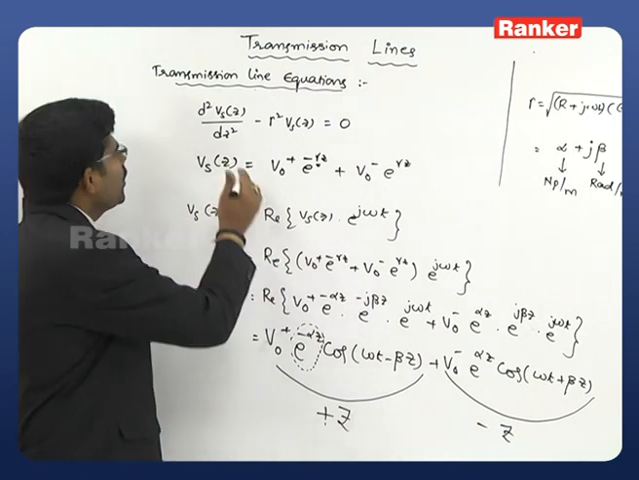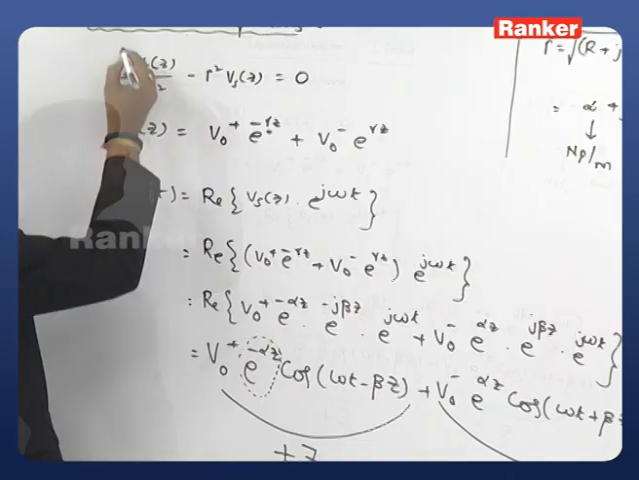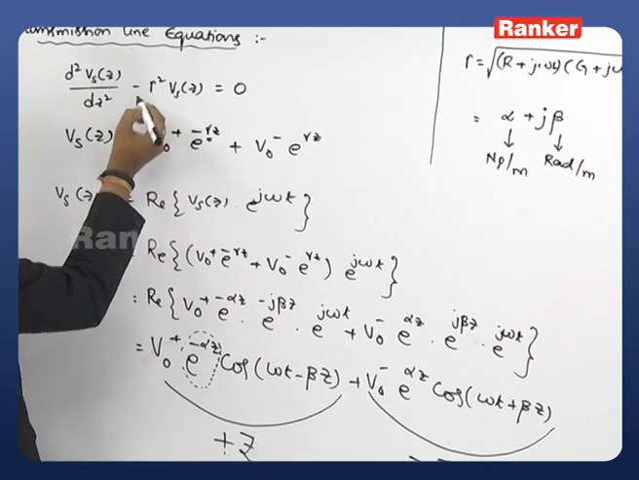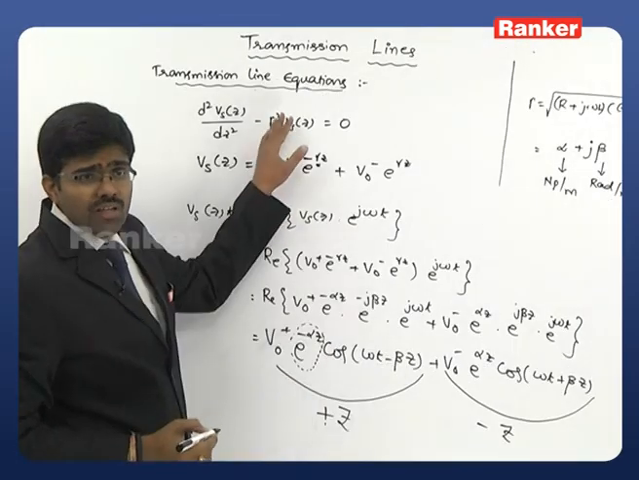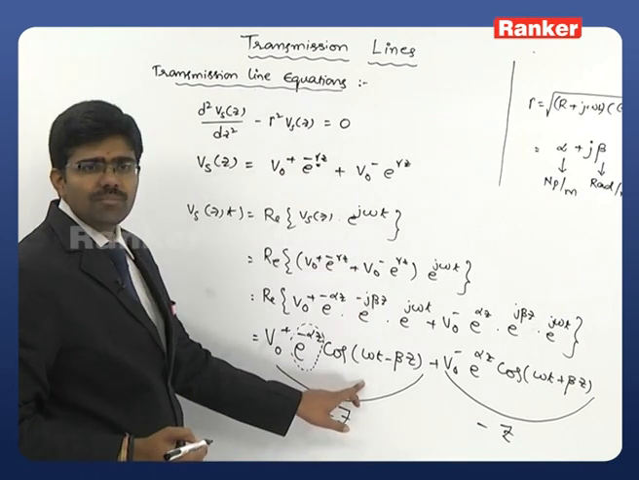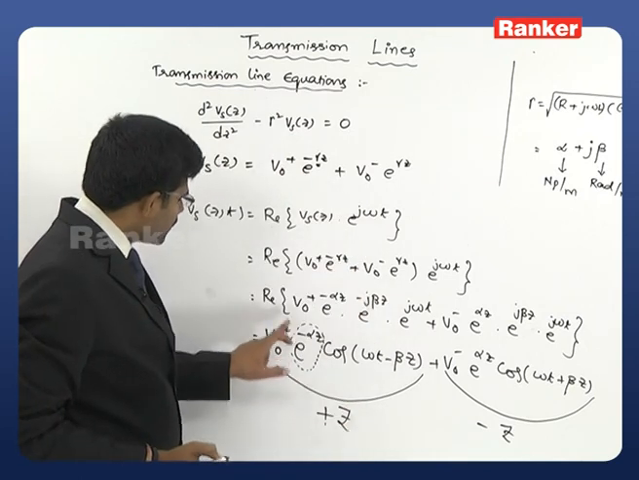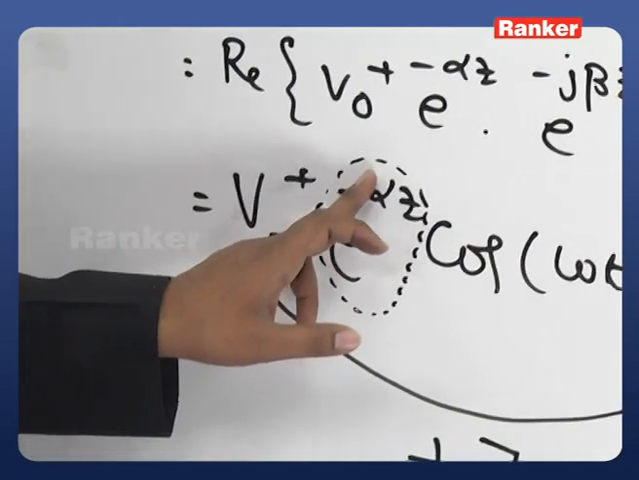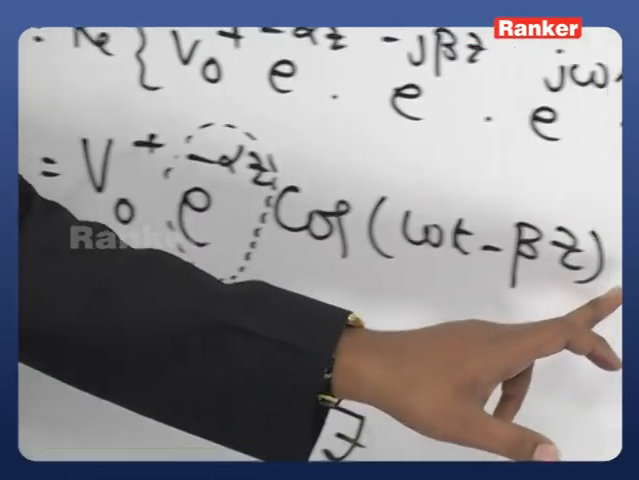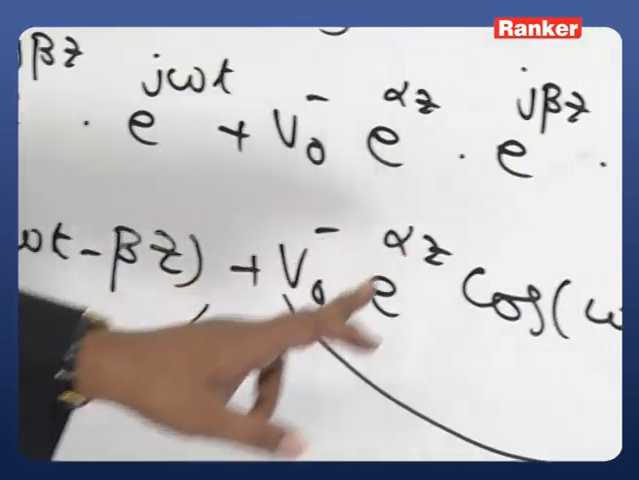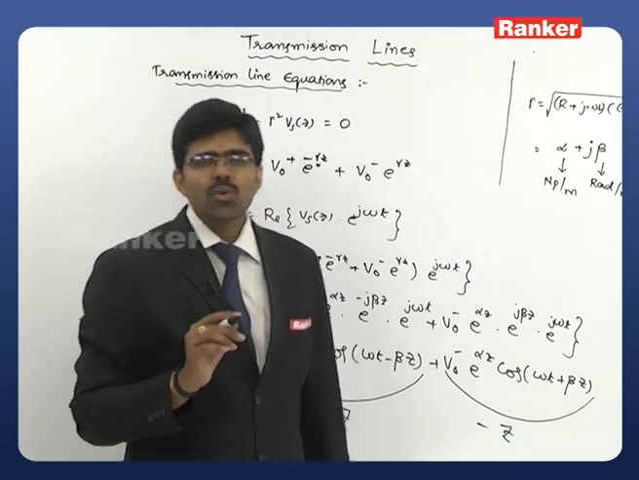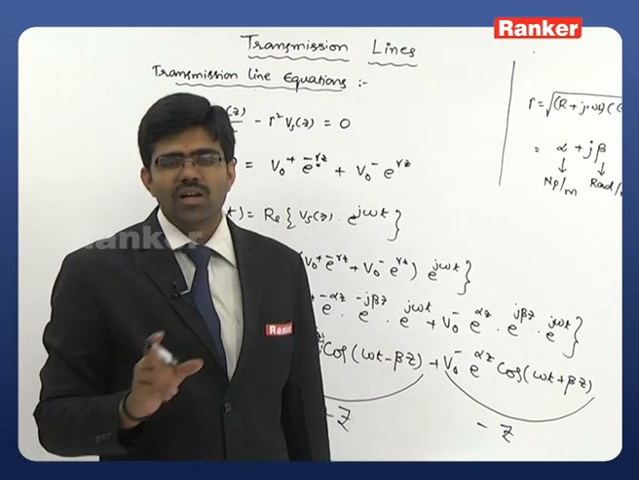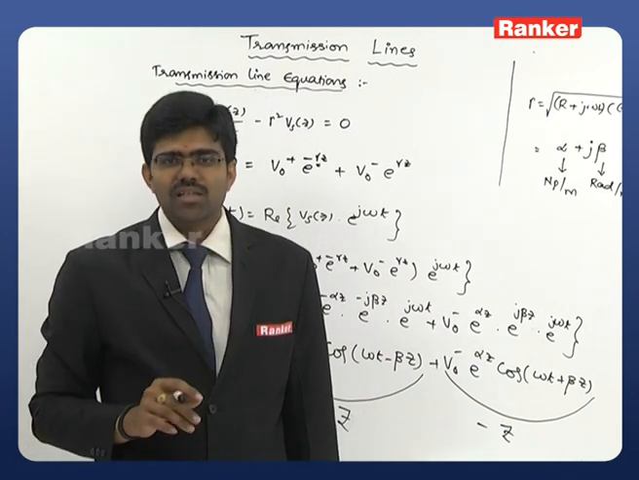Similarly, we have one more equation in terms of current: d square I by dz square minus gamma square I of z equals 0, that is what we have. If you go for the analysis, you will get a similar type of equation: I naught plus e power minus alpha z cos omega t minus beta z, plus I naught minus e power alpha z cos omega t plus beta z, is the equation for current. So these are two similar equations that we have for voltage and current in our transmission lines.